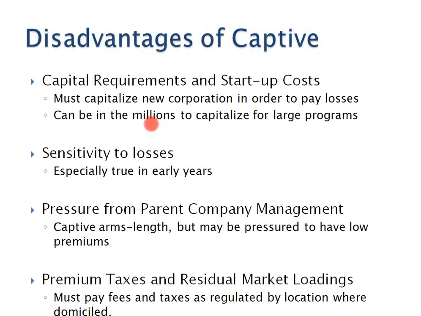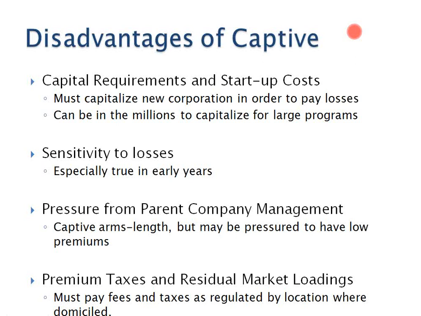So moving on, what are the disadvantages then? Well, the biggest disadvantage is the capital requirements, the startup costs. You must capitalize a new corporation in order to pay losses. So if you're self-insured, you still have all those. Let's say for UC, I think this is a good example. We would still have our old claims that we have liabilities for because we're self-insured. We'd still have to have a funded reserve for that.